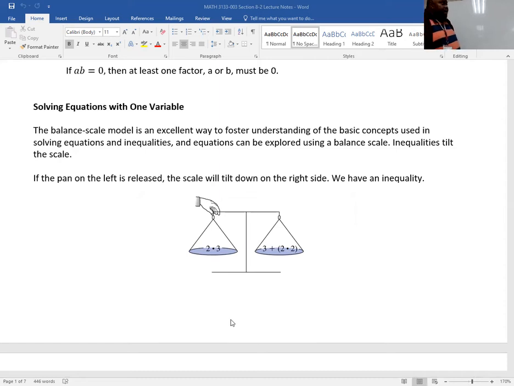Now, here we use the balanced scale model to help students understand the basic concept of solving equations and inequalities. Also, equations can be explored using the balanced scale. Now, when you're dealing with inequalities, keep in mind inequalities have either less than, greater than, less than or equal to, greater than or equal to, and rarely in some cases they're not equal to. What happens in inequalities, the scales tilt.